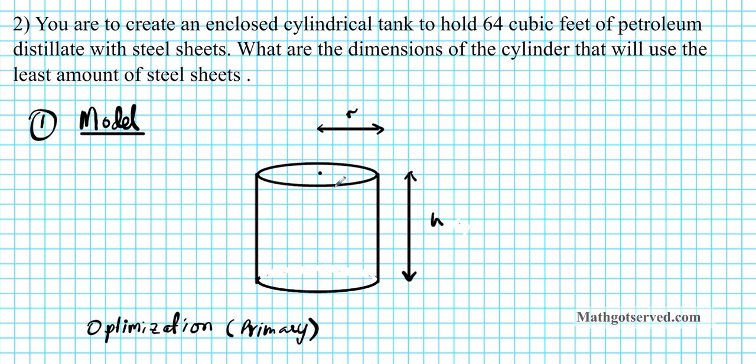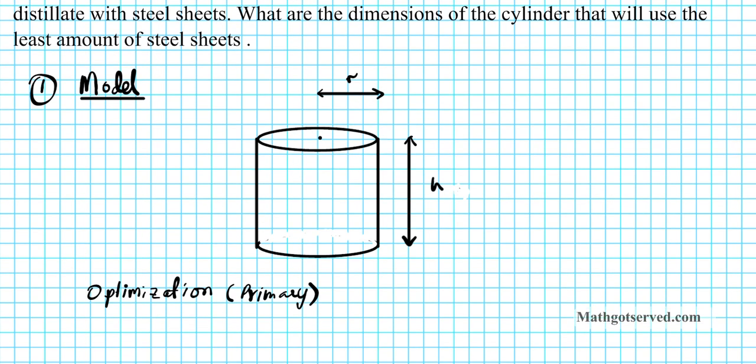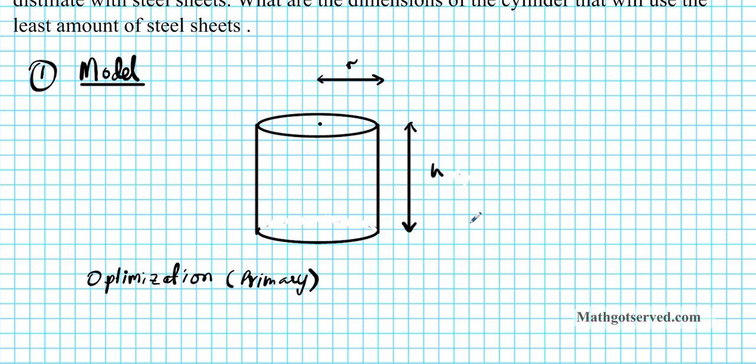Okay, so we're optimizing the surface area because that's what we're using our steel sheets for, right? To build the exterior, the surface area. And since it is enclosed, we're going to be looking at the top, the bottom, and also the sides. All right. Okay, so now let's write down the surface area of this cylinder right here. Surface area, let's call that S.